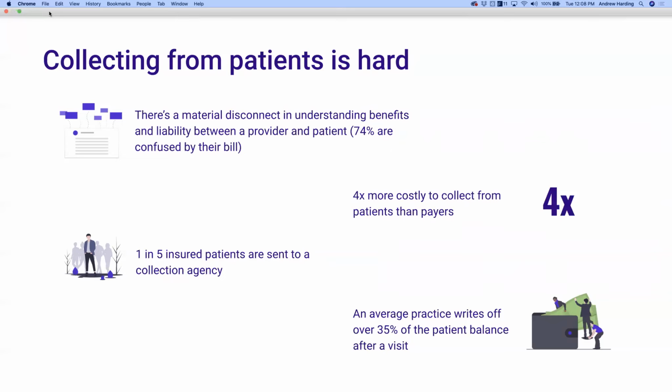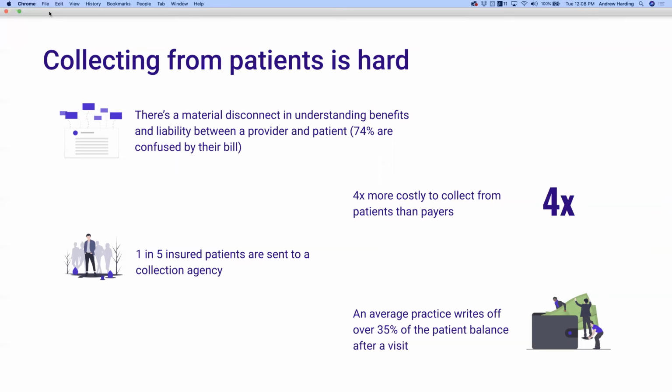This first one is that there's a huge disconnect between the industry jargon you're familiar with working in a practice or healthcare setting every day and what the patient actually understands. 74% of patients are confused by their bill, which makes sense. There are a lot of technical things on a health insurance claim: CPT codes, which most patients don't know, HCPCS codes, in-network contractual adjustments. These EOBs are not typically easy to read or understand, and a lot of times patients are seeing them for the first time.